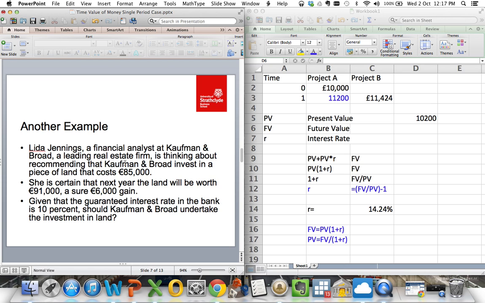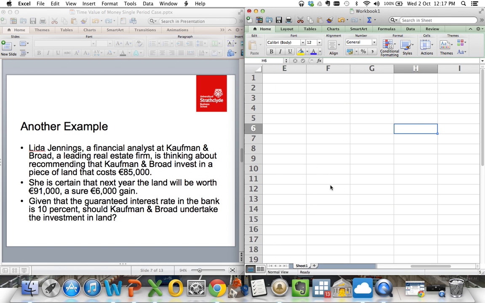In this other example, you have a financial analyst looking to invest in a piece of land that costs 85,000 euros. So let's just move over here. Now, next year the land's going to be worth 90,000. So we've got PV is equal to 85,000. I'm not going to put the currency in, I'm just going to put the numbers. Next year, let's call it C1. Given where we were on the slides, it could be called future value. So we could say future value, which is equal to C1, which is equal to 91,000.